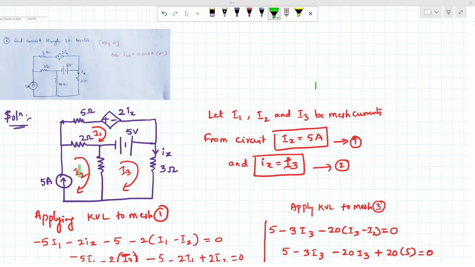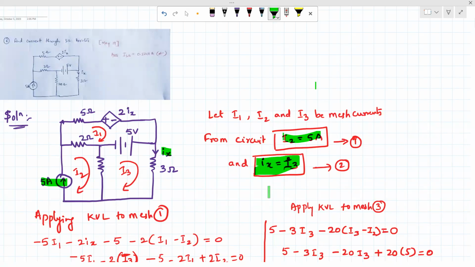From mesh 2, only a 5 amp current is there, right, in mesh 2. So we can write I2 equals 5 amps. And you can see in mesh 3, there is an Ix flowing here. So Ix is equal to I3. So this is from the circuit.